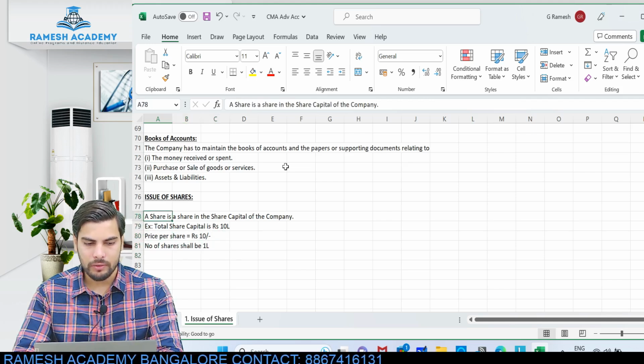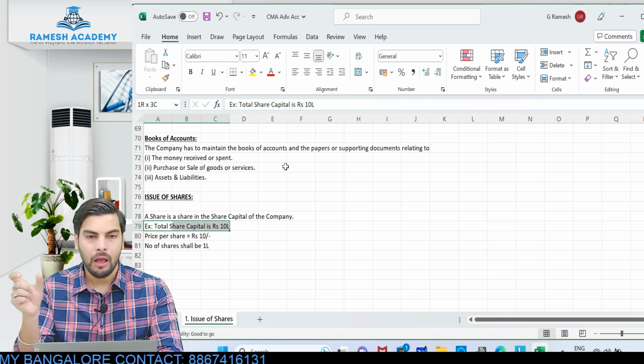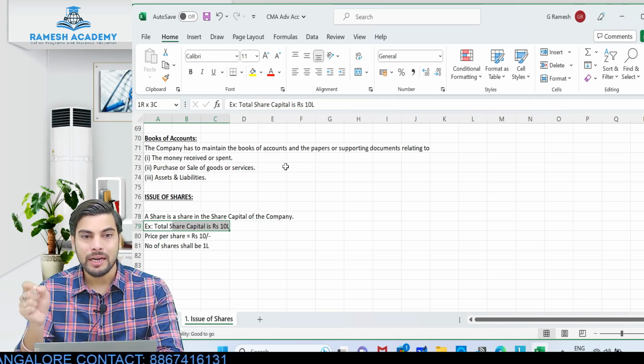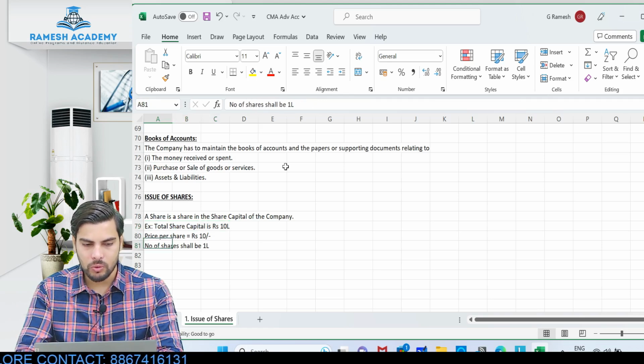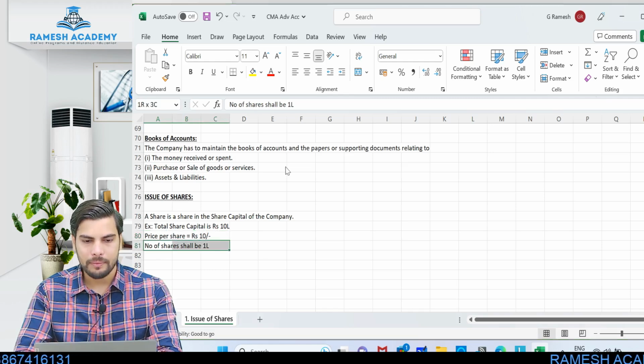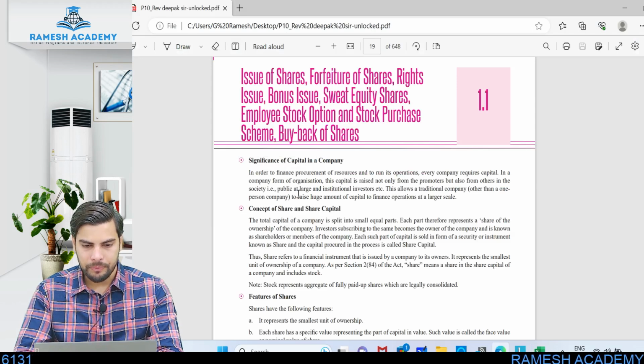Okay, now look at the definition. A share is a share in the share capital of the company. This is the share capital of the company, 10 lakh. Out of this 10 lakh, what is the share? It is a small portion. Okay, so look at this. This 10 rupees is the price per share. So therefore the number of shares will be what? 1 lakh. Clear? Okay. Now look at this.